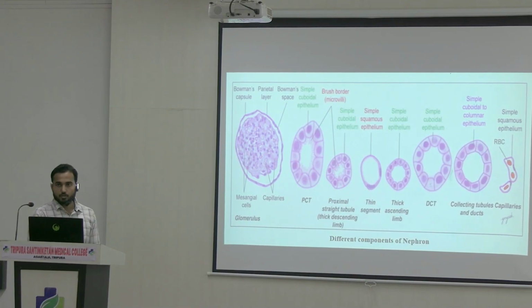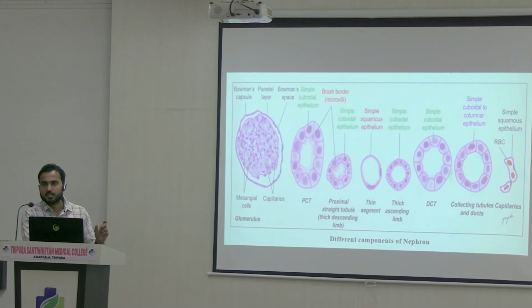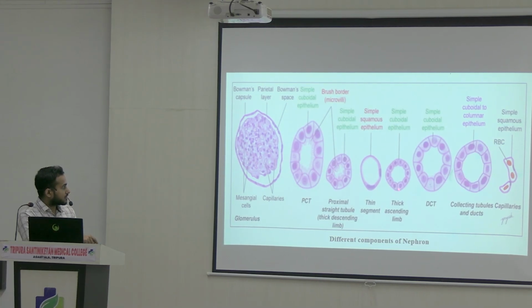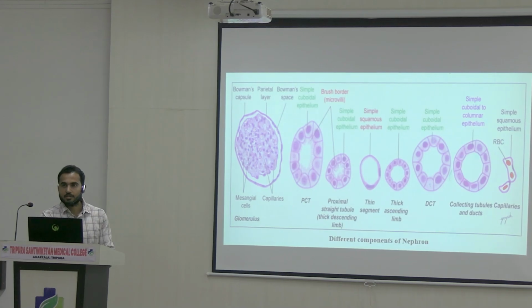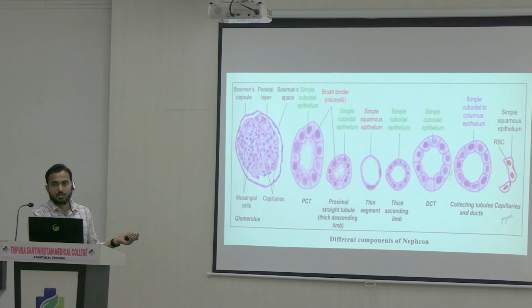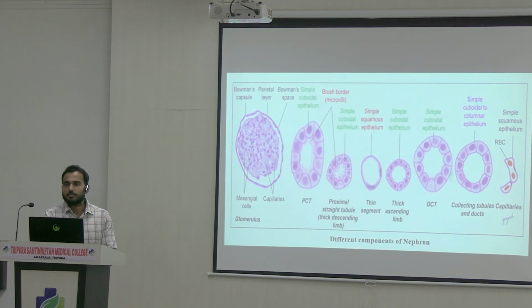Next, this is the thin segment of the loop of Henle. In the thin segment, as I mentioned, what is the lining epithelium? Simple squamous. Next, simple cuboidal epithelium in the thick ascending limb, where the brush border is absent. Here also you can see simple cuboidal epithelium in the DCT, brush border is absent. Next, simple cuboidal especially in the collecting tubules and duct of Bellini, all are lined by simple cuboidal epithelium. So this particular diagram will help you to understand the lining epithelium of various parts of the renal tubule.